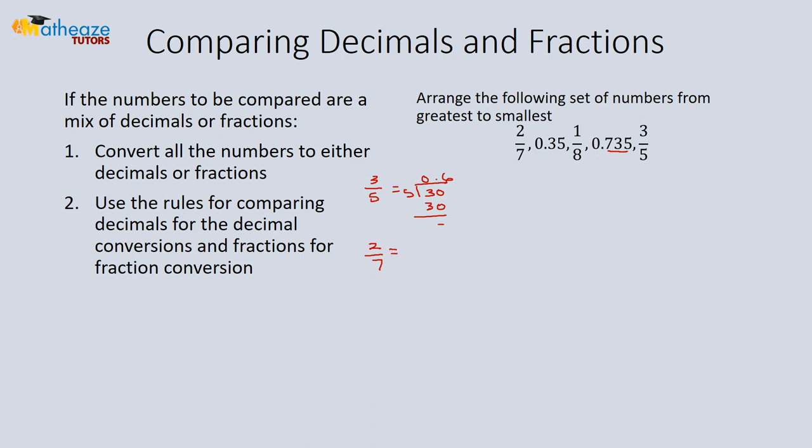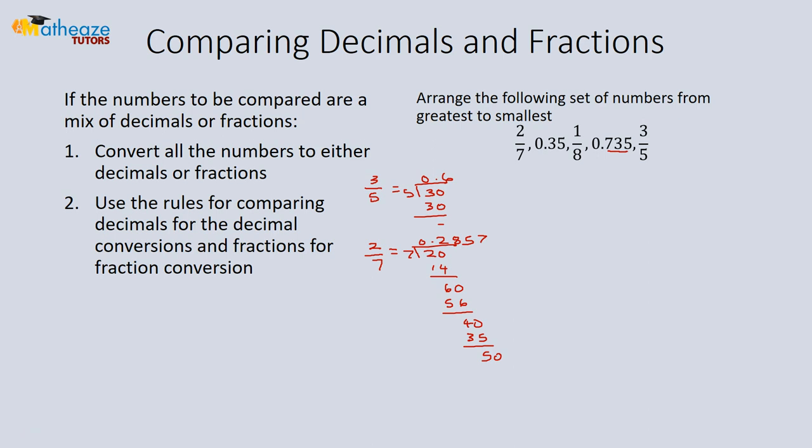So 2 over 7, this is 2, 7, 0.20. We have got 2 here, 14, 6, put a 0 here. We got 8, 56, we got 4, put another 0 here, we got 5, 35, so we got 5 here, put another 0, we got a 7. So that's what 2 over 7 is.